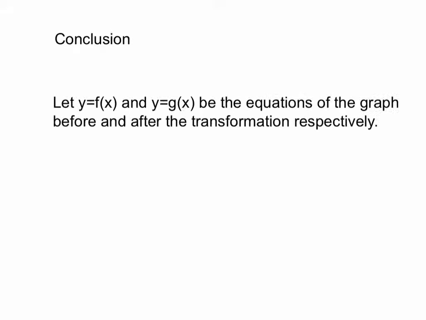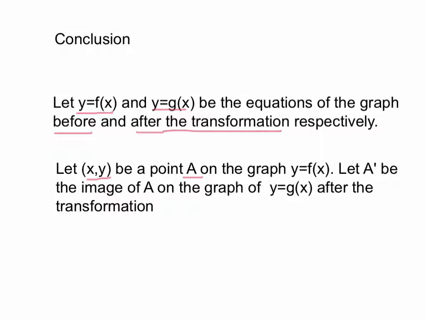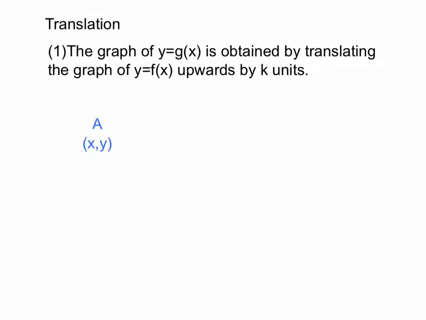It is about time to make some conclusions from our previous work. Let y equals f(x) and y equals g(x) be the equations of the graph before and after the transformation respectively. And let (x, y) be a point A on the graph y equals f(x). Let A' be the image of A on the graph of y equals g(x) after the transformation. If the graph of y equals g(x) is obtained by translating the graph of y equals f(x) upwards by k units, then the coordinates of A' will be (x, y + k).